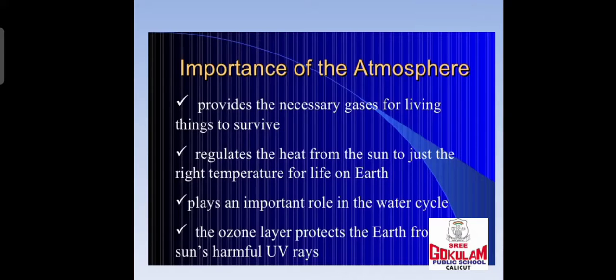Atmosphere regulates the temperature on the earth. Atmosphere plays an important role in the water cycle. Atmosphere has the ozone layer which protects us from the harmful rays of the sun. Which rays are they? Yes, it is ultraviolet rays.